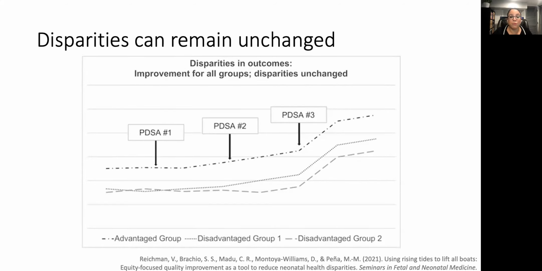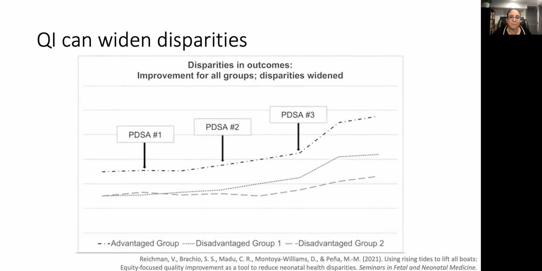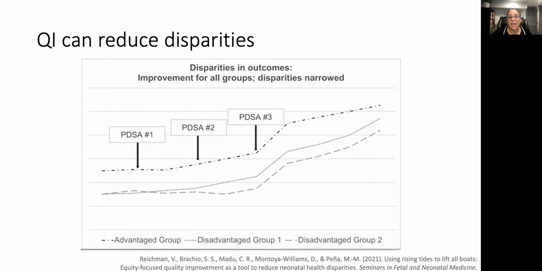It may improve outcomes for all populations evenly. However, the disparity can persist. It can improve outcomes for all populations, but with greater improvement for the group that's not experiencing a disparity. So this can further widen the existing disparity, as shown here. And lastly, it may improve outcomes for all populations, but with a greater improvement in the group that's experiencing the disparity, decreasing the disparity. Because of this, quality improvement initiatives without an explicit attention to equity risk worsening existing disparities or even generating new ones.